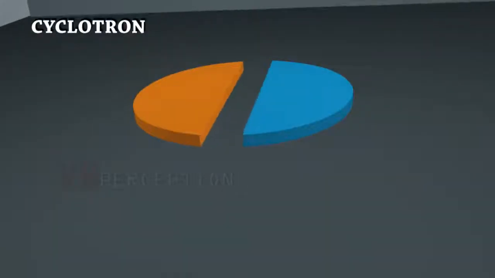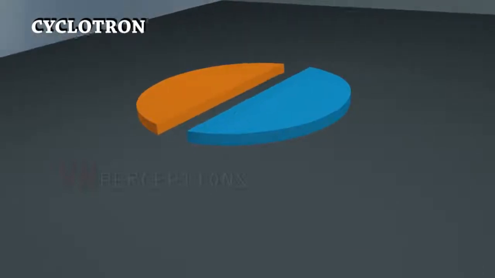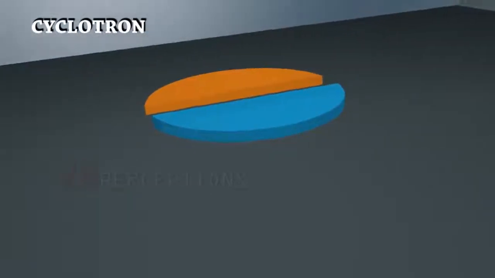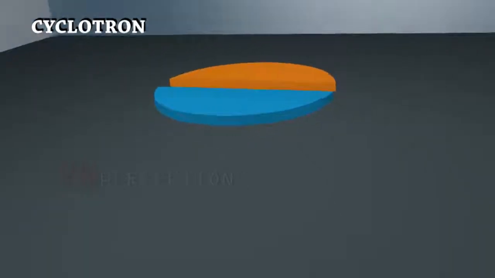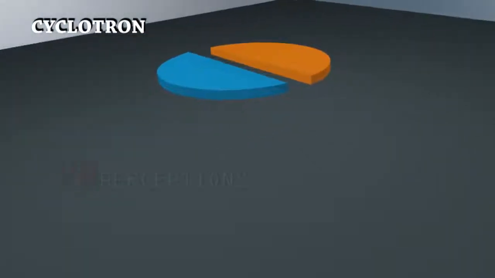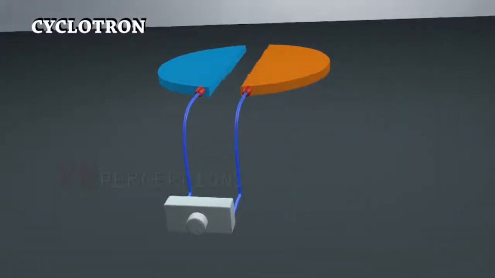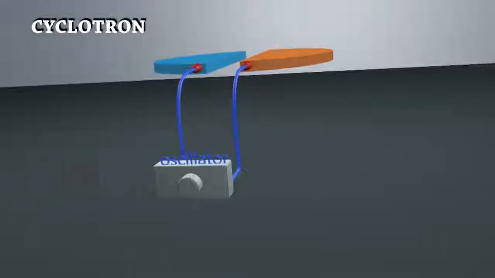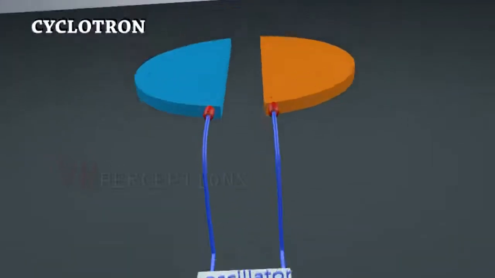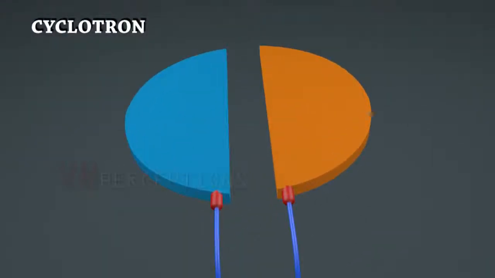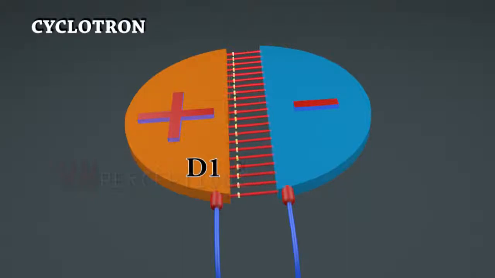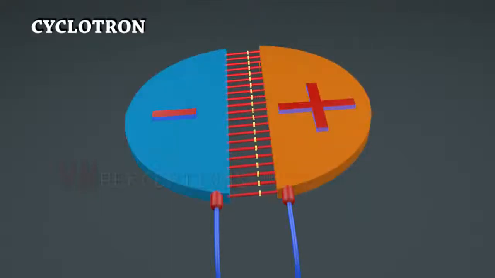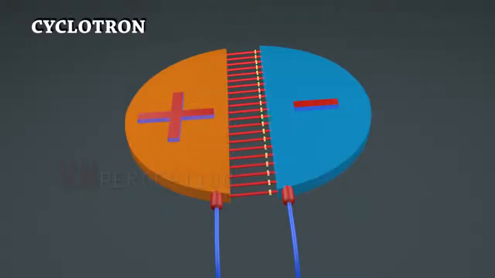Two hollow half cylinders made of highly conductive metals known as Ds are so placed that the straight edges will be face to face with a small gap between them. Now these two Ds are connected to two terminals of an alternating voltage source, an oscillator. It would help in changing polarity. If D1 is at positive potential, then D2 will be at the exact opposite, that is negative potential, at the same time. In this way, they would be oscillating and an electric field would be created between them.